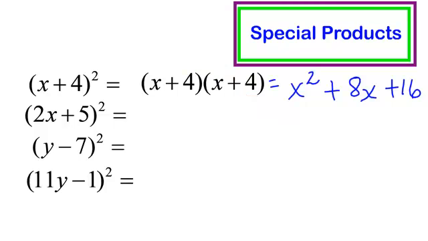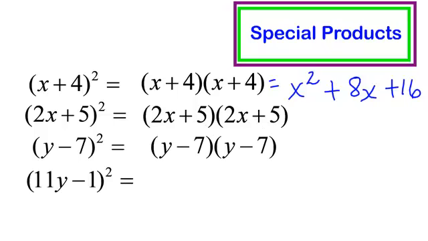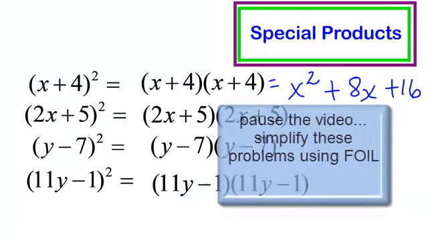Now what I want you to do is turn off the video temporarily, and I want you to work these out using FOIL, using what you already know. 2x plus 5 in parentheses squared. That means 2x plus 5 times 2x plus 5. y minus 7 in parentheses squared. That means y minus 7 times y minus 7. 11y minus 1 in parentheses squared means 11y minus 1 times 11y minus 1. I want you to work all of those out using FOIL and then turn the video back on.